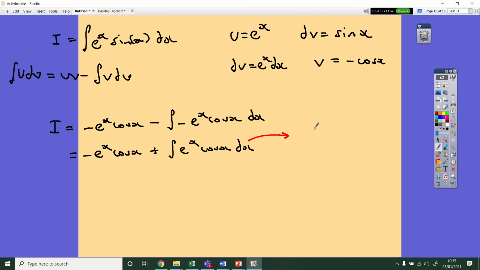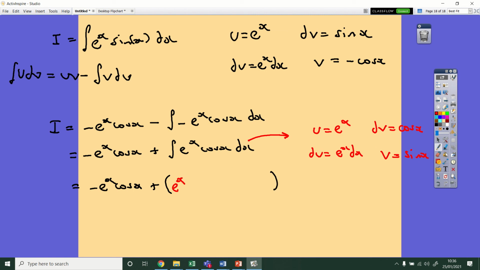So for this part, I'm going to let u be e to the x again, and dv be this time cos x. Again, a bit of abusive notation because I've already used those letters, but we're going to keep them separate. Okay, du is again e to the x dx, and this time v is the integral of cos x, which is sin x. Okay, second application of IBP gives us this, minus e to the x cos x, plus, and then we've got this, e to the x times sin x, minus the integral of e to the x times sin x again.